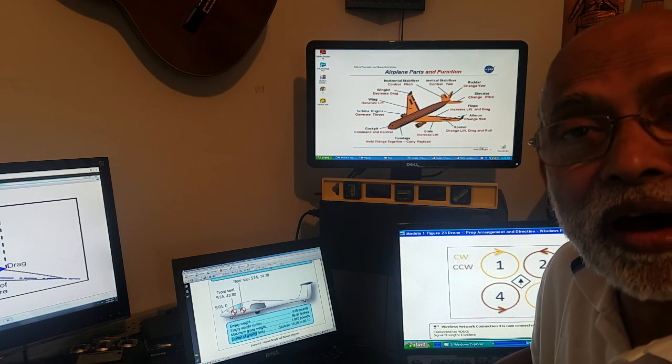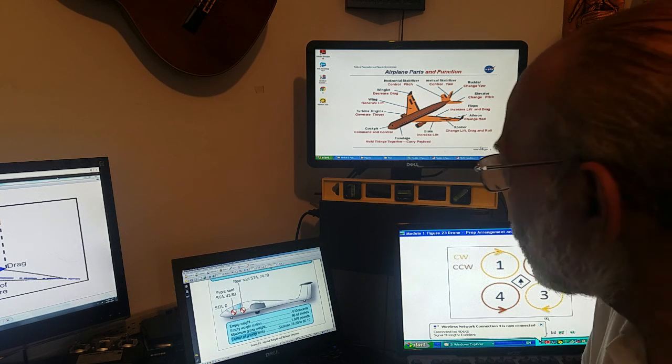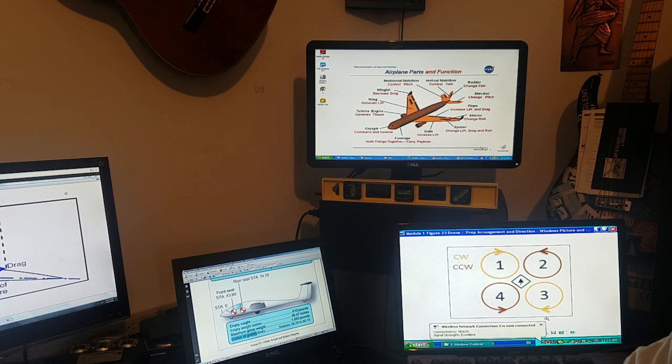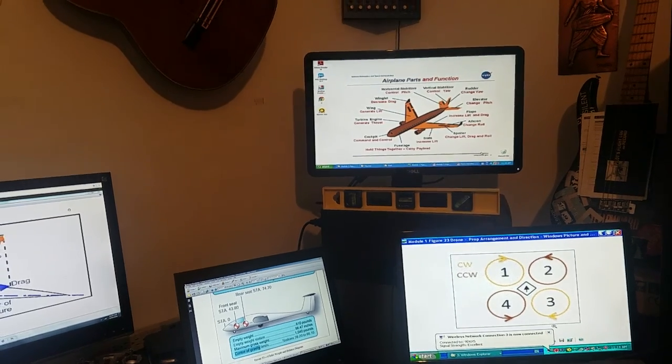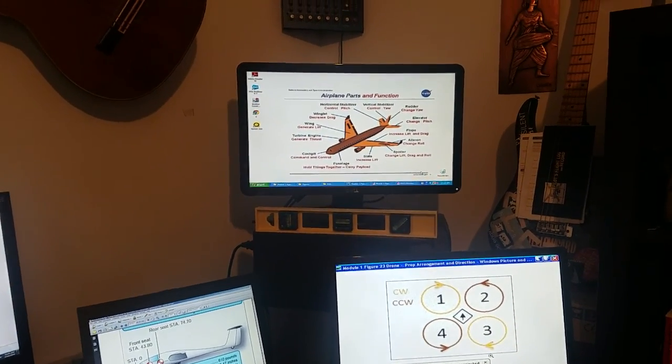This is a NASA diagram, so all the compliments and thanks to NASA. I'm going to bring this up, and let's see what's going on over here on this NASA figure. Let's get a little closer to this one.